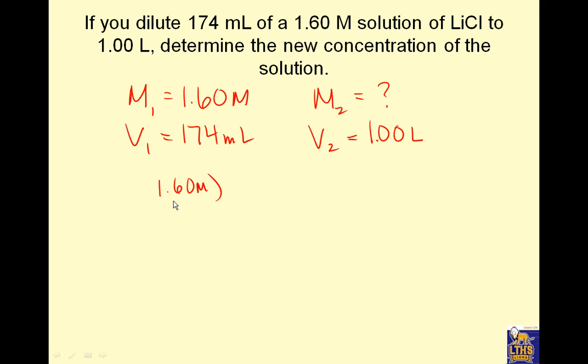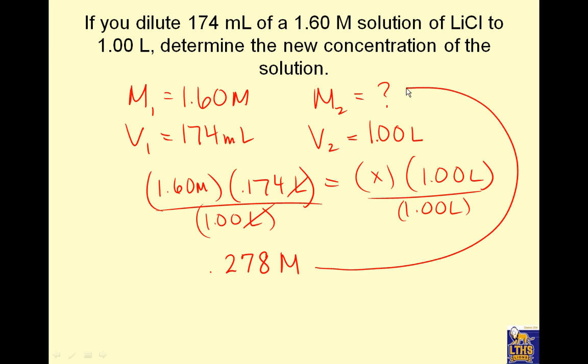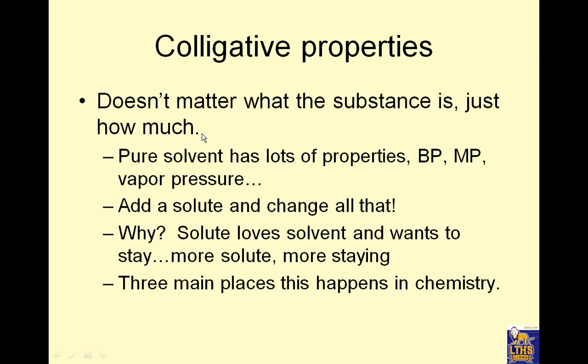All right, so 1.60 molar times 0.174 liters equals X molar for 1.00 liters. So what is X? Well, we divide through by the 1 liter. Yes, I know you guys will do that in your head, but I'm just showing you the work. Liters cancel. We're left with molarity. 1.6 times 0.174 is 0.278 molar. Okay, so the concentration of the second solution is 0.278 molar, which is a lot less than the original concentration.